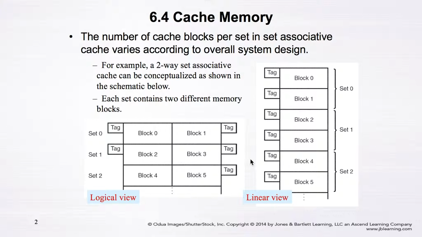However, in reality, the cache memory is represented by a linear view. In this way, you can see the same concept, but now the blocks are represented in one column. So set 0 again contains block 0 and block 1. Set 1 contains block 2 and block 3, and set 2 contains block 4 and block 5, and so on. Again, this is a two-way set associative cache, so each set contains two blocks.